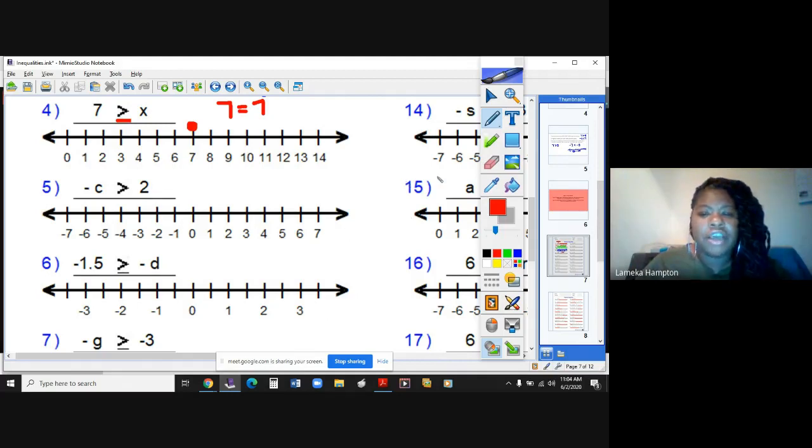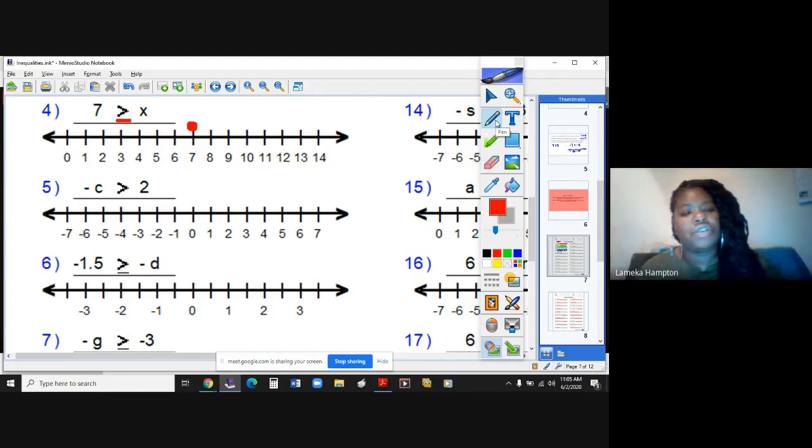Okay. Now, we have to determine the direction of our line, where is it going? Is it going to the left or is it going to the right? So at this point, what you would do, you are going to pick any number from the number line. So Mr. McFadden, I want you to pick any number from the number line for number 4. 12. Okay. So what I'm going to do now, I am going to substitute 12 for the letter x.